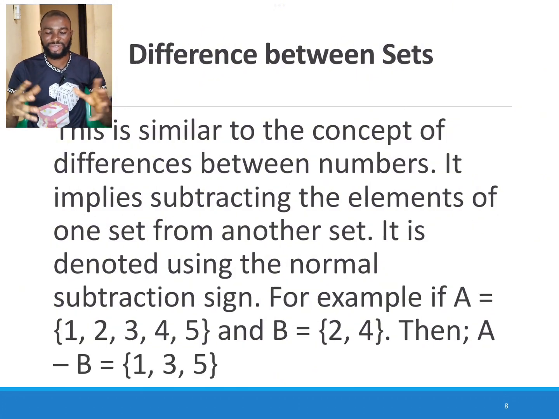So we now move to the difference between two sets. The difference between two sets is simply the concept of subtraction. It implies subtracting the elements of one set from another. It is denoted using the normal subtraction sign. For example, you have A = {1, 2, 3, 4, 5} and B = {2, 4}. When you subtract B from A, that is A minus B, what are the elements left in A that are no longer in B? That's simply {1, 3, 5}.